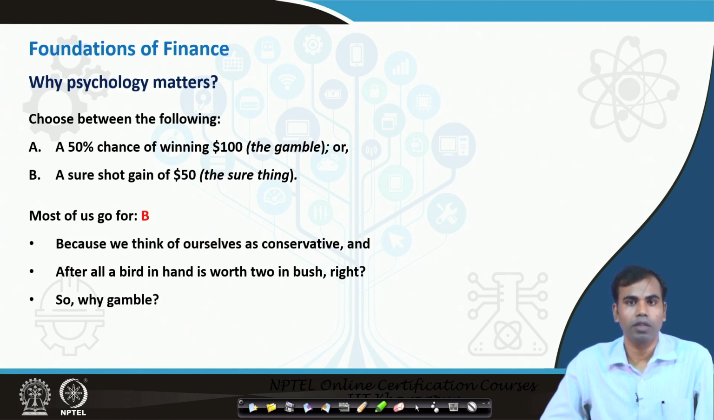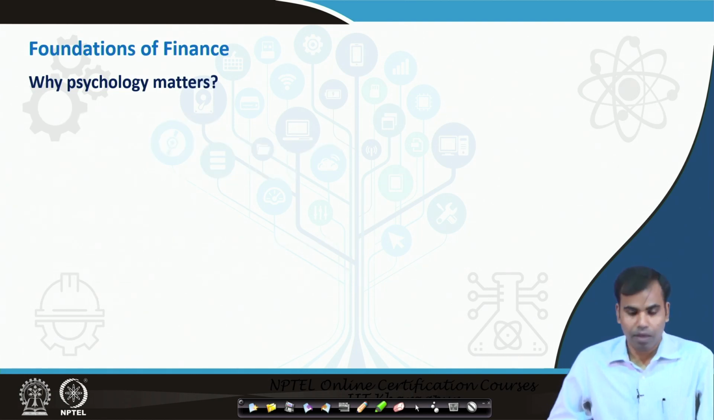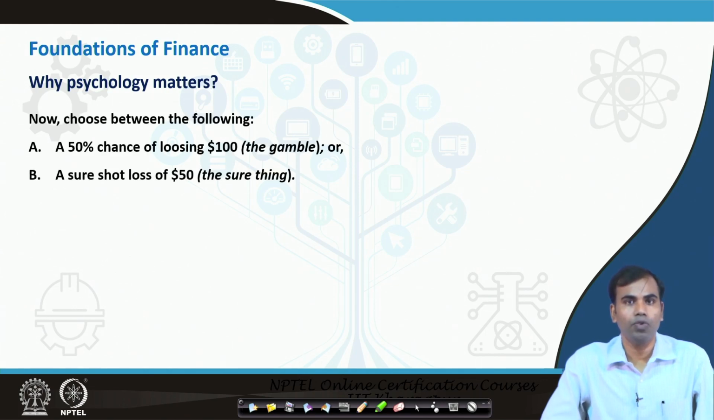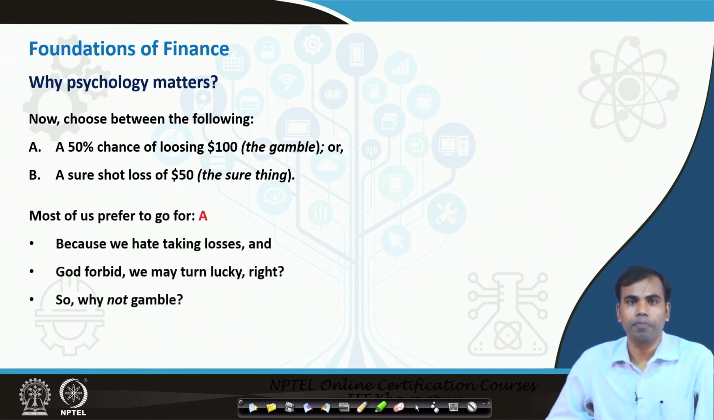Now, let me tweak this example a little bit and help you see how changing the context might affect your decision making. Assume that the choices are as follows: A will give you a 50% chance of losing $100 and B will make you lose $50 for sure. Now, when it comes to losing, you go for A, and the reasons are: we hate taking losses, which means we are loss averse, and we also believe that we might turn lucky and not lose anything. So, why not gamble here?